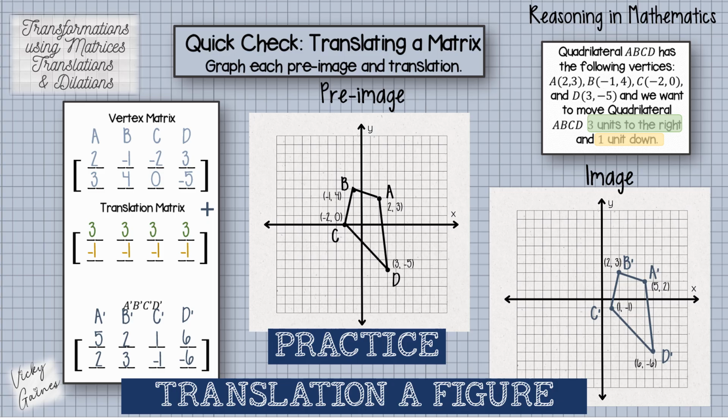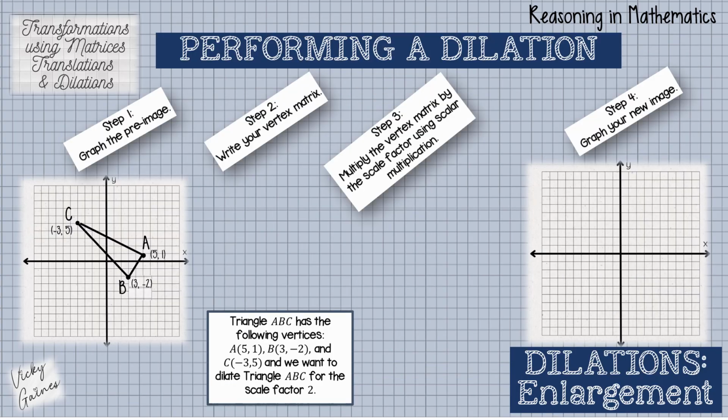using matrices. Performing a dilation. So step 1 is to graph the pre-image, which I already did. Directions are at the bottom. So we have triangle ABC, and it has the following vertices. A's at the point 5, 1. B's at the point 3, -2. C's at the point -3, 5, and they're already graphed, but there's our vertex matrix.